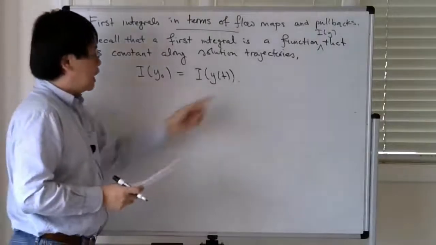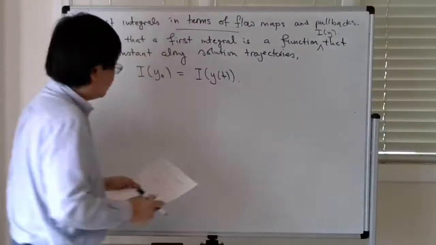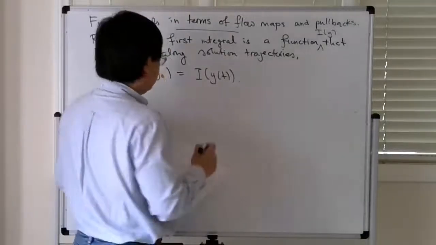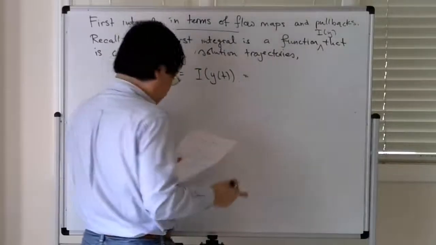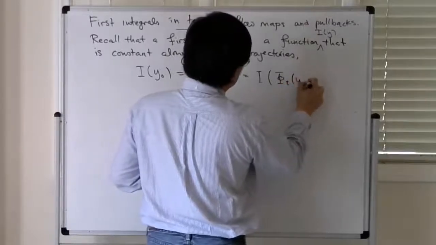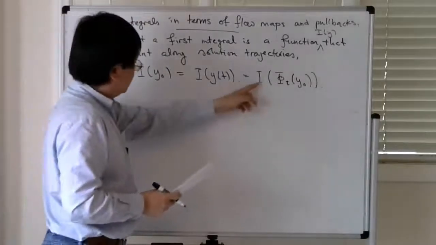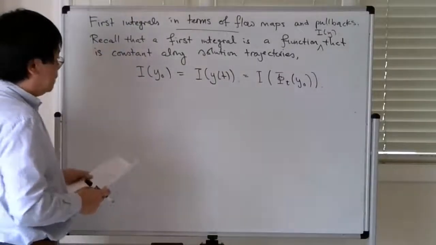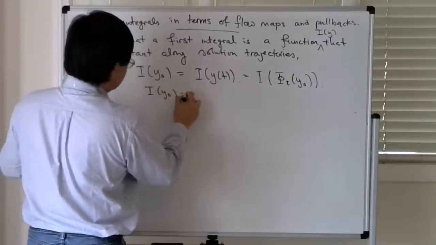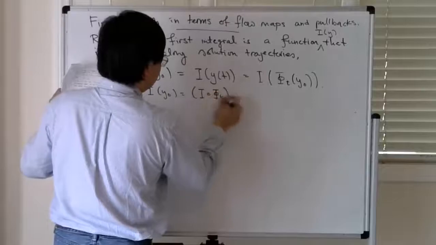But this I of y of t can be expressed in terms of the flow map, because you can write y of t as phi t applied to y0, right? That's really the definition, if you will, of the flow map. So I evaluated on phi t applied to y0, okay, is going to be I at y0, okay? So this is saying that I applied to y0 is equal to I composed with phi of t applied to y0.